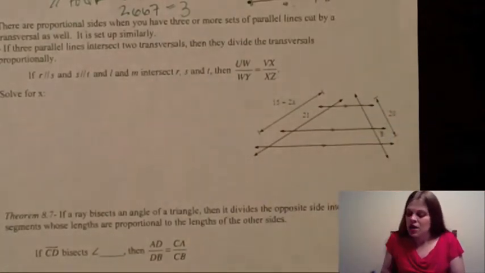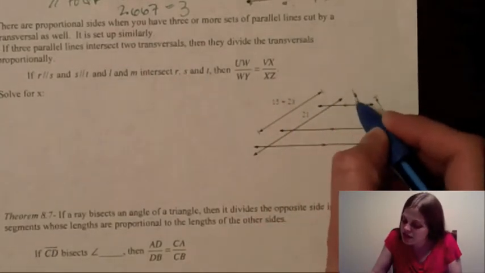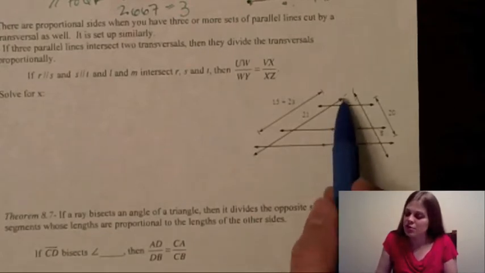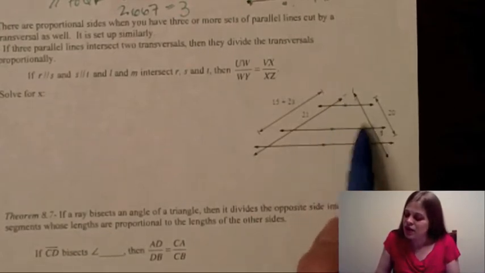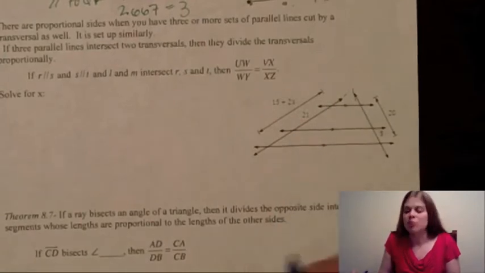Okay, so if you notice, if I were to extend this, I would just create a triangle. So really this is the triangle proportionality theorem. It just is extended so that I don't have to show all parts of the triangle, and we can look at more than one set of parallel lines.